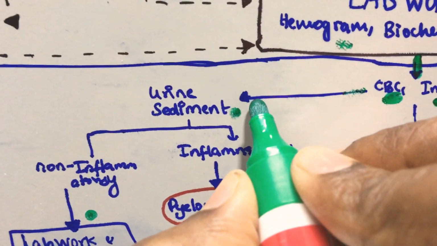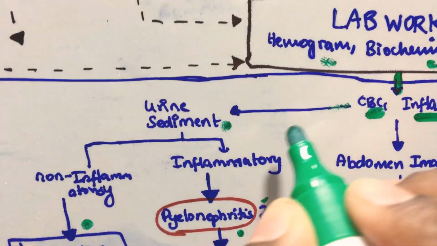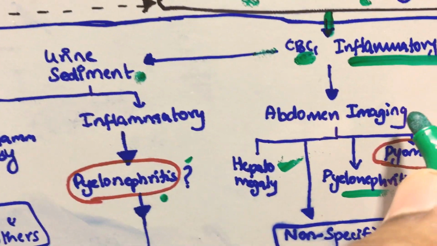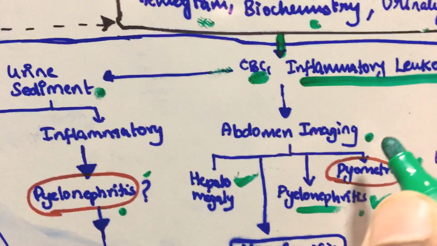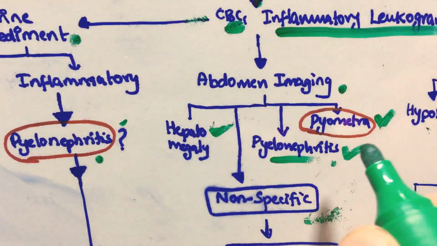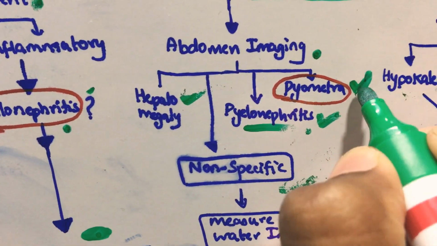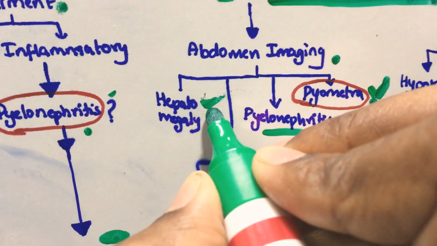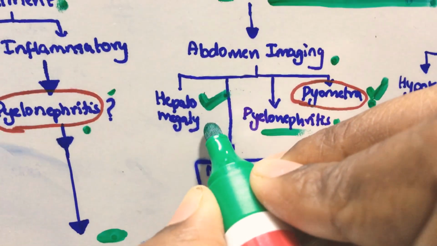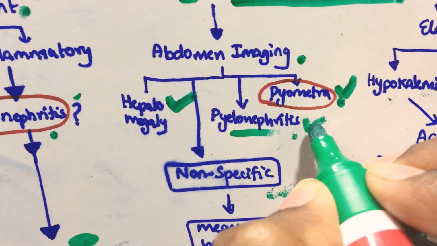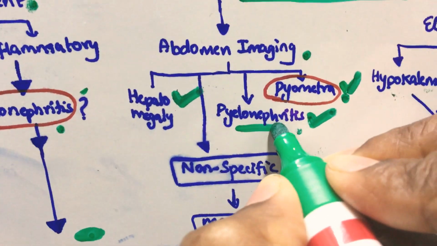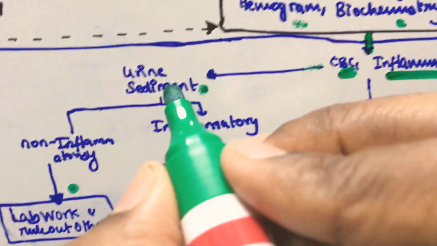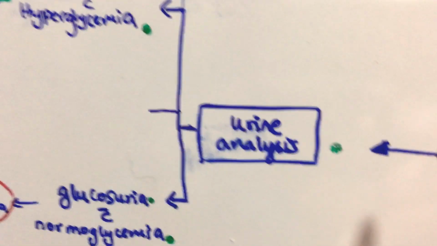One, you go for urine analysis. Okay, in urine analysis you will do urine sediment also, and the second thing you need to do is abdomen imaging. In abdomen imaging, you will be able to diagnose pyometra, and you will also be able to diagnose hepatomegaly. Pyelonephritis can also be diagnosed easily. And the second thing you need to do is urine analysis.